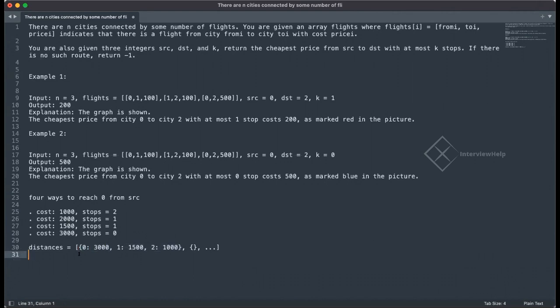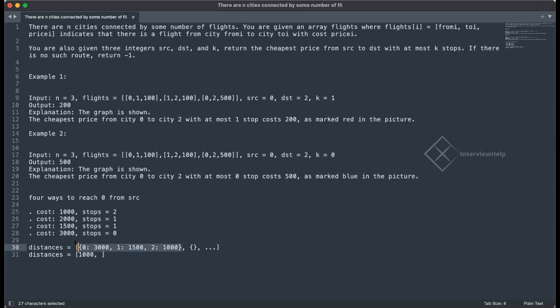Previously in the sort of Dijkstra's algorithm we have seen on Wednesday, what would the distances be? The distance would just be 1,000 for node 0, because we're just remembering the cheapest value, right? The cheapest value is 1,000. But in this problem, we need to also consider the number of stops we used.